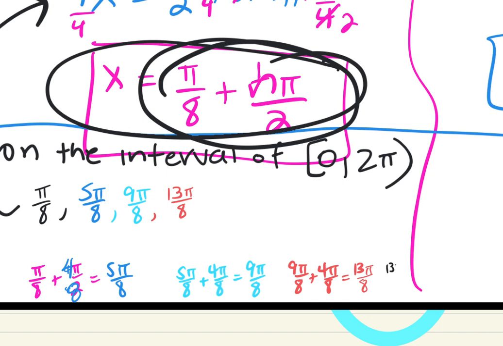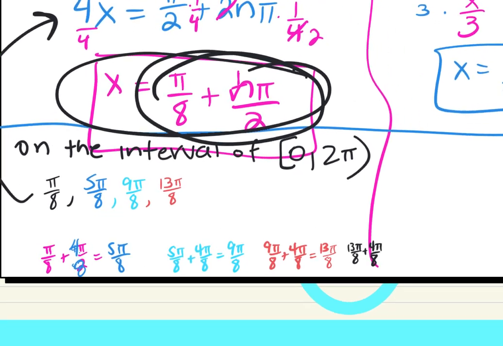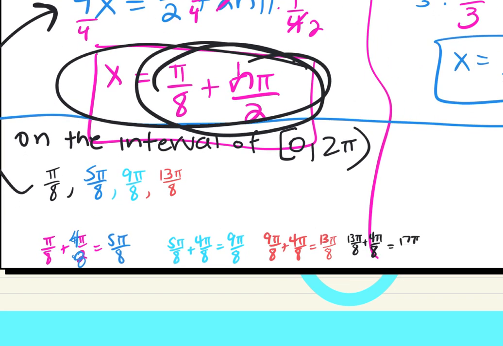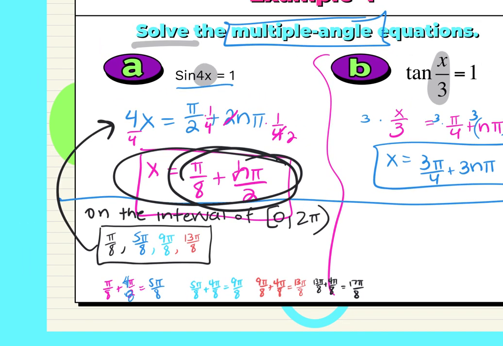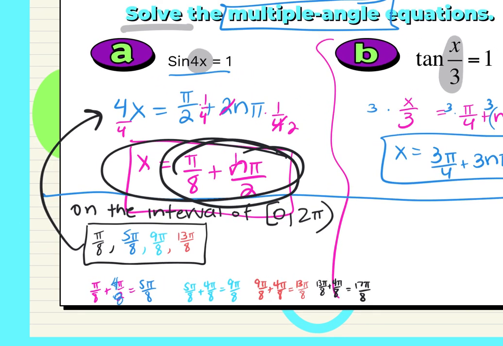And then I take 13 pi over 8, and I add 4 pi over 8, and I get 17 pi over 8. Is that still on that interval? No, so I'm done. These are the 4 angles that would give you a sine when you multiply by 4. So sine 4 times that angle is going to be 1. Sorry? When you're adding this interval, yes. Technically, we're changing it from 1 to 2 to 3 to 4 if you keep adding to the first one, but we just keep adding that interval.